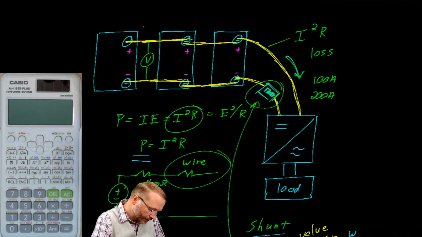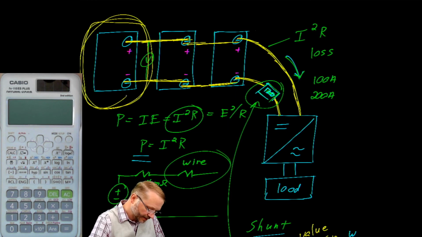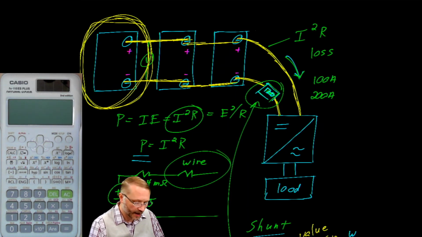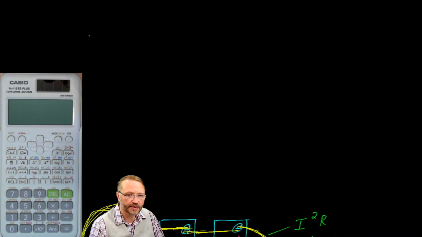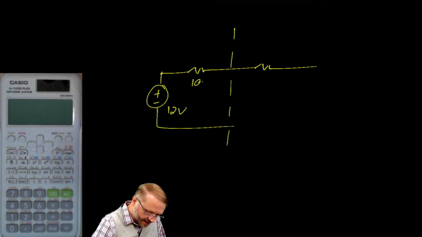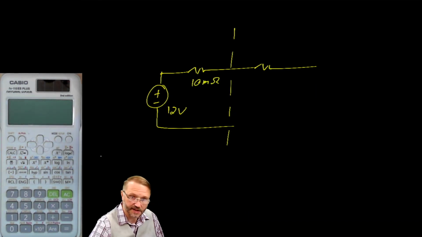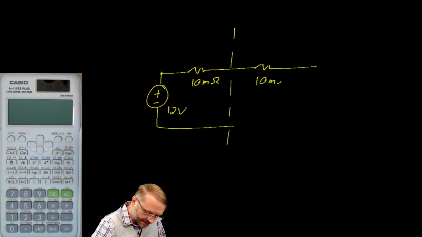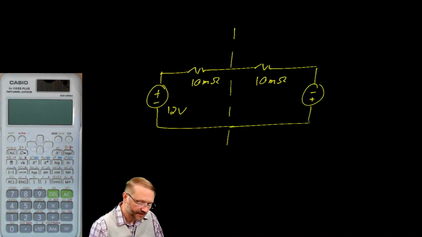Let's see, while we're here, have you ever thought what would happen if you took one of these batteries and put it in backwards? What would happen if you got the polarity wrong? That circuit would look something like this. Here we have a 12-volt battery with a 10 milliohm resistance. That's an internal resistance. We'll let the other battery be the same, except this time the polarity is backwards. So this is our circuit.